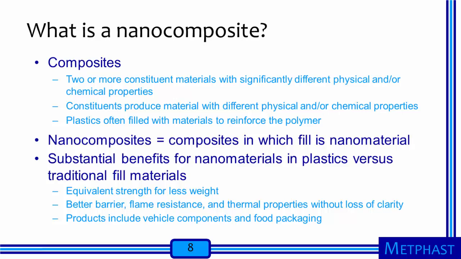Benefits of nanocomposite plastics relative to regular composite plastics include possessing equivalent strength for less weight and offering better barrier, flame resistance, and thermal properties without loss of clarity. These advantages have led to the use of nanocomposites in vehicle components and food packaging.